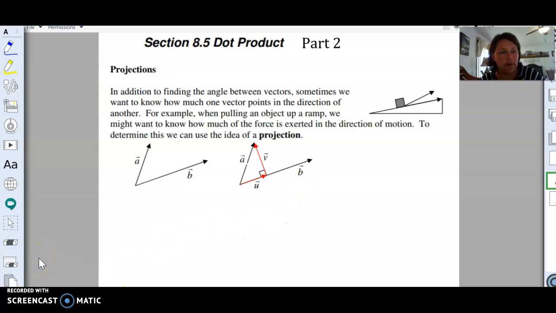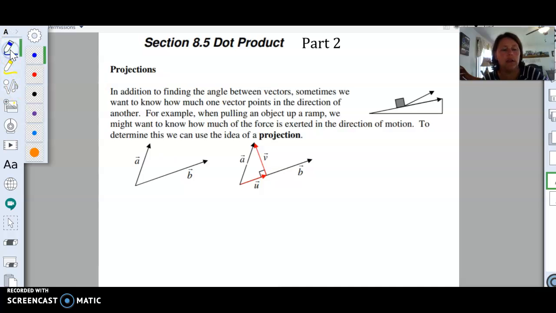Okay, so by a projection, what we initially are talking about is if we have two vectors, let's say this vector A and this vector B. And the ways that we use this information are like this diagram up here. If we are pulling an object up a ramp, this upper vector is the force vector. So that is the vector that shows where the force is coming from. If it's a rope, it's where the person is holding the rope that's pulling and creating the motion that's pulling this object up a ramp.